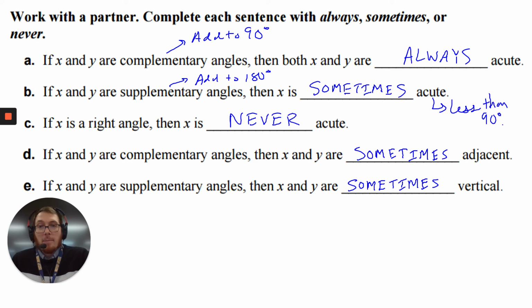If x and y are supplementary, then they are vertical. That's sometimes. Now remember, vertical means they're across from one another, on opposite sides. They share the vertex but go opposite ways. The only way that's going to be the case is when it's like a coordinate plane like this, and everything's 90 degrees, so the two corners add up to 180. That's the only time it could be vertical and supplementary at the same time. But if there's one case of it, that automatically makes it sometimes instead of always or never.